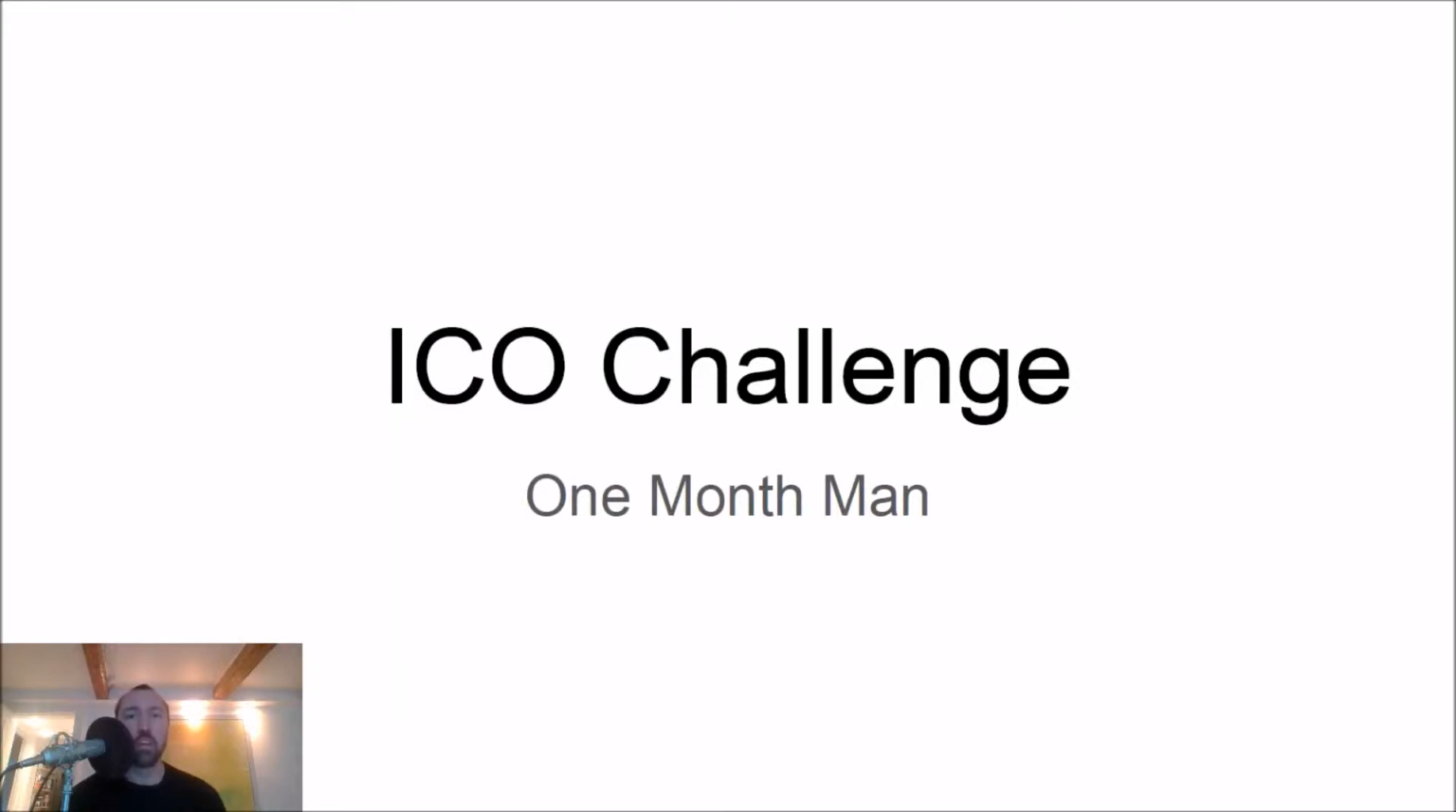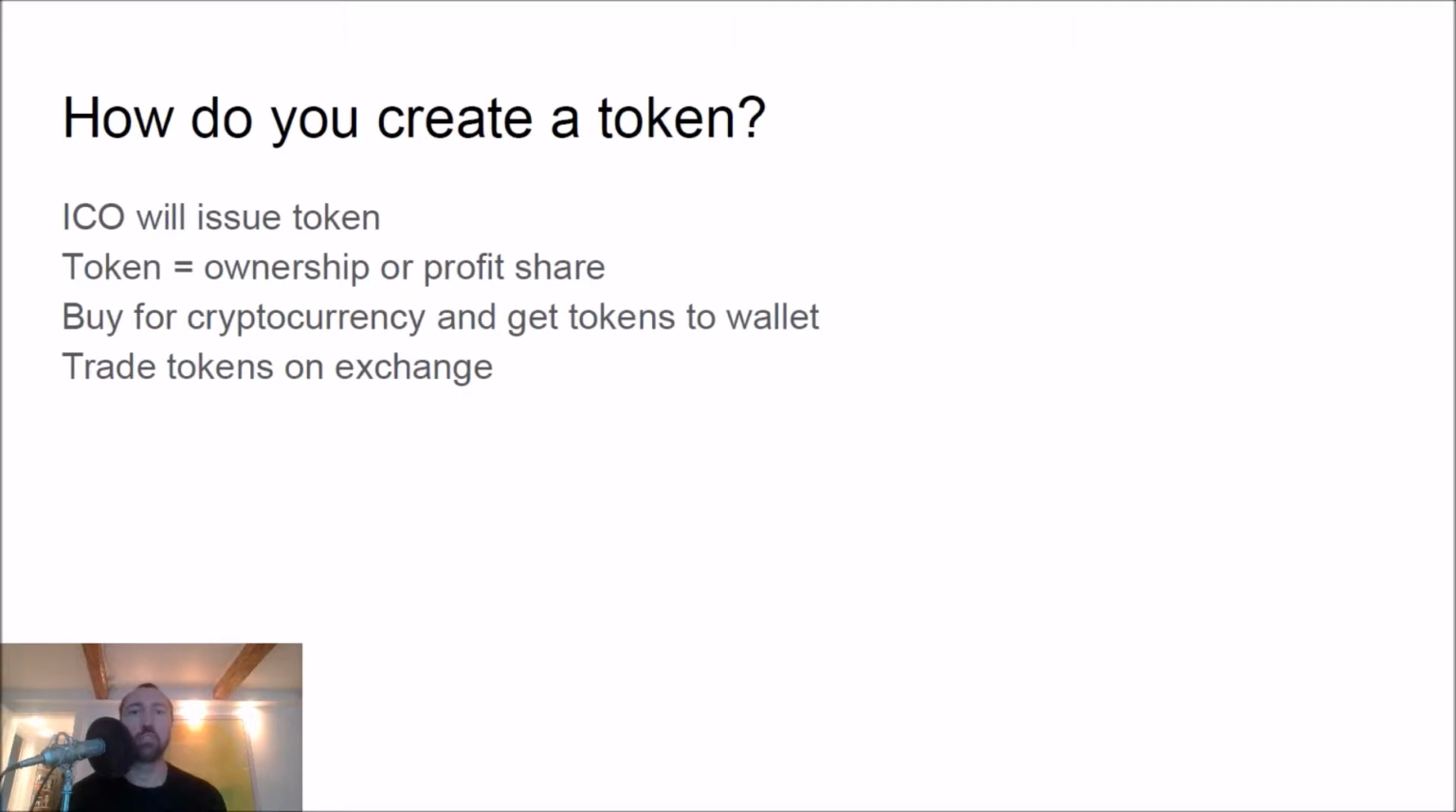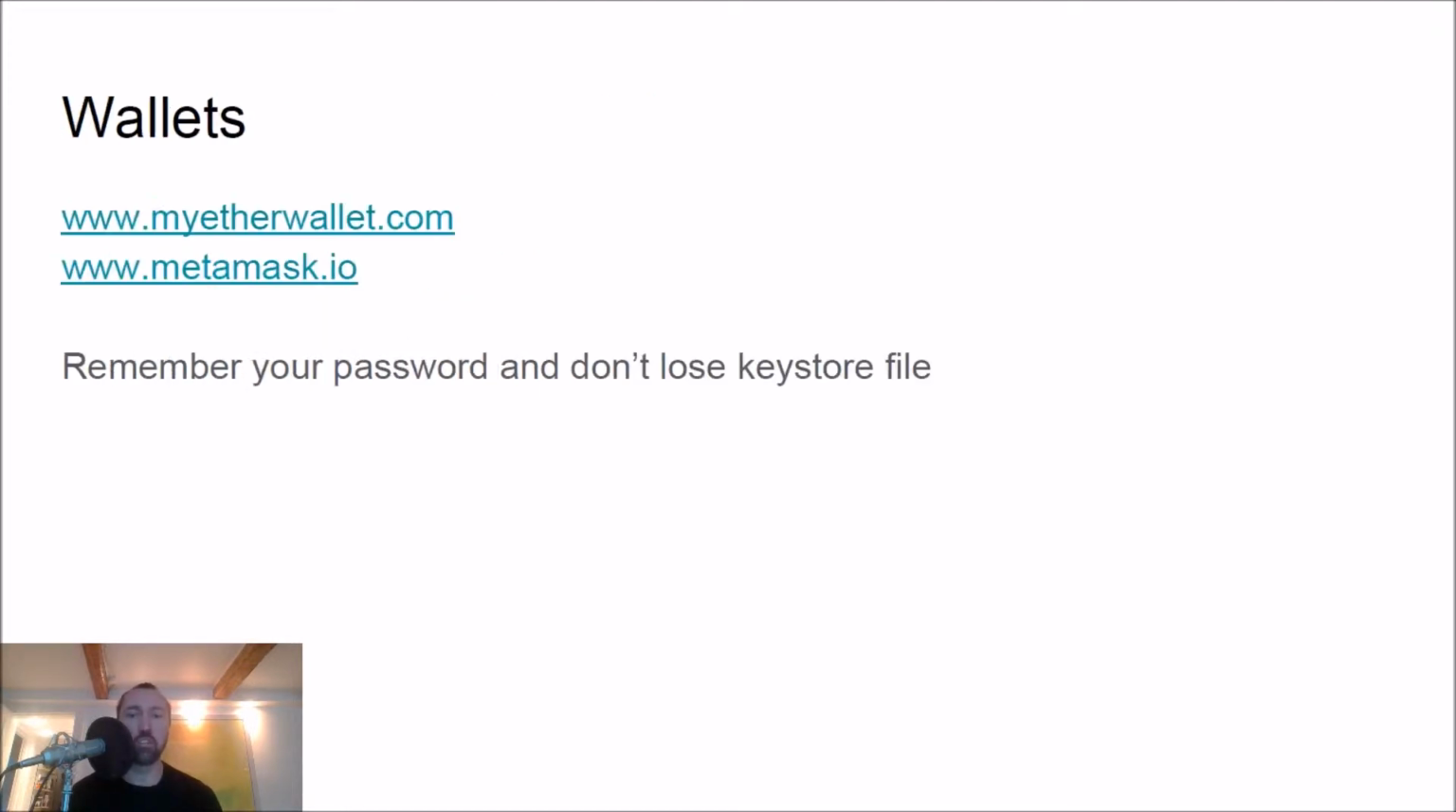ICO challenge. Okay, so you decided you want to create your own ICO. What's next? What's the first step to take? Well, you need some kind of token. You need something to represent ownership of your company. Investors will buy this token or cryptocurrency from their wallet and receive this token back to the same wallet. And hopefully in the future, they will be able to trade this token on an exchange.